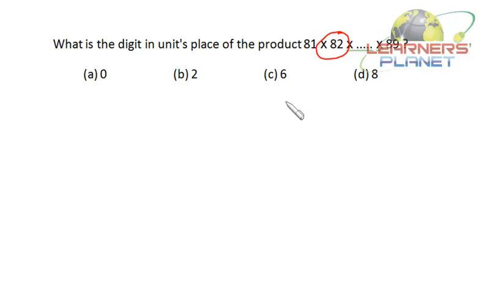So whenever we are multiplying an even number and 5, we will be getting 0 at the end. So no need to calculate further. Definitely we are going to have 0 at the units place. So 0 is the correct answer. Let's take another problem.